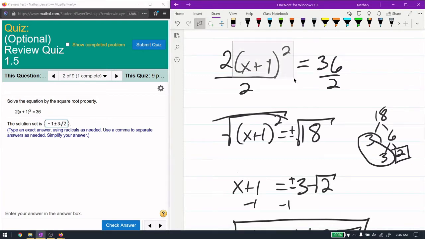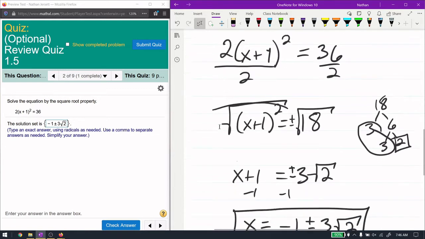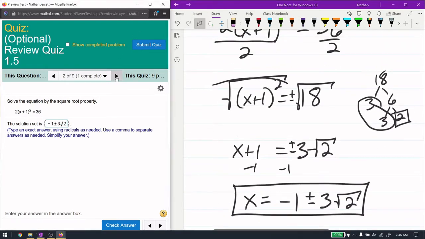So make sure you get the group that's being squared by itself. If I just took the square root of this right off the bat, that 2 in front would be square rooted as well, and it would make things more confusing. So it's better to get the x plus 1 squared by itself first, and then take the square root.